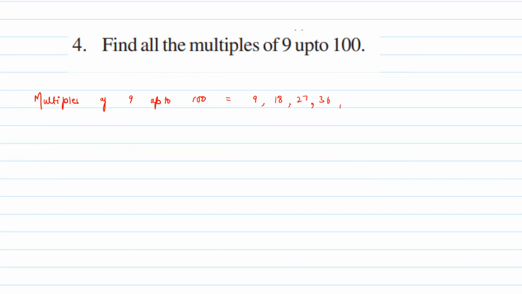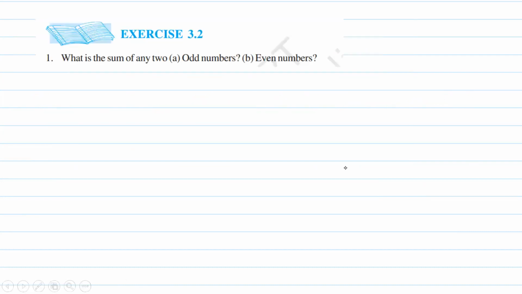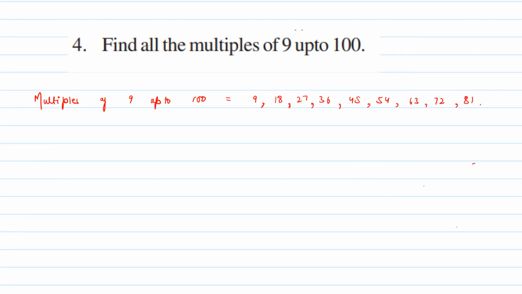It will include all the table of 9 only. 36, 45, 54, 63, then 72, then 81, then 90, and then after this 99. Because after this it will go beyond 100.